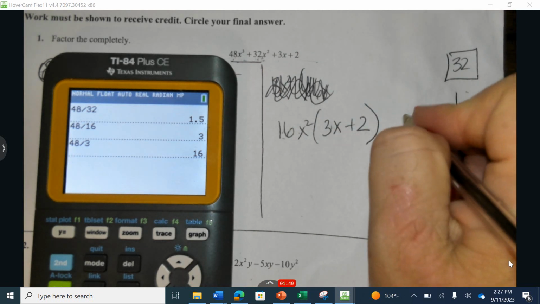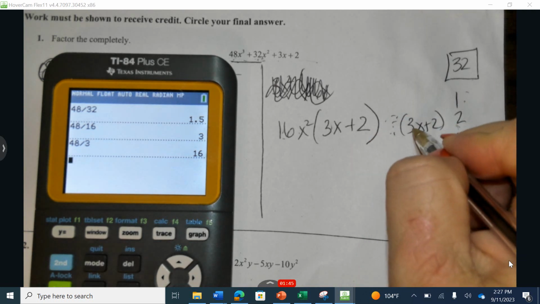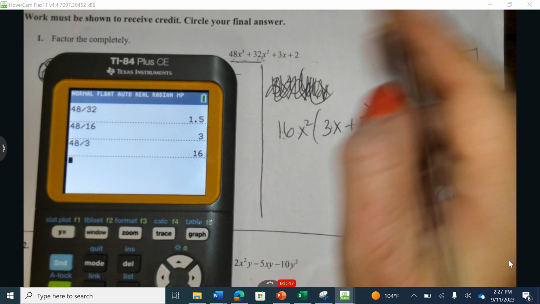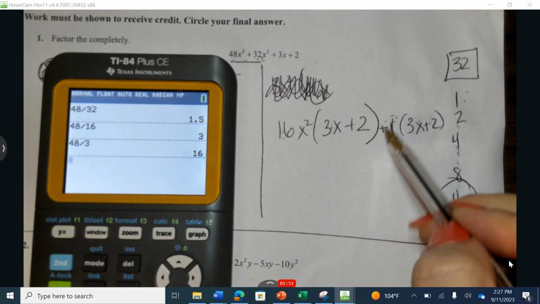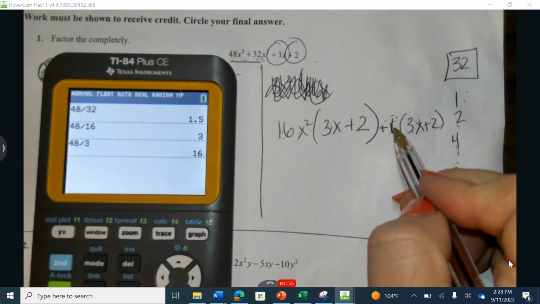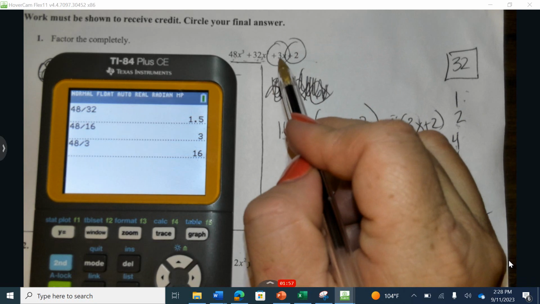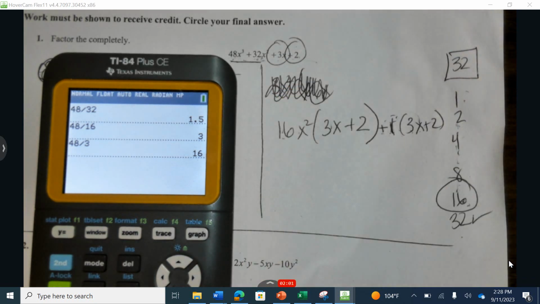I'm going to copy and paste this in back and put a really light question mark here. What times 3x gives us a positive 3x? Don't just put a 1, put a positive 1. If this works, it needs to work for both numbers. So 3x times positive 1 is positive 3x, and positive 2 times positive 1 is a positive 2.